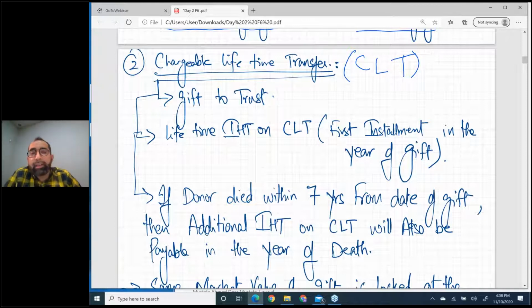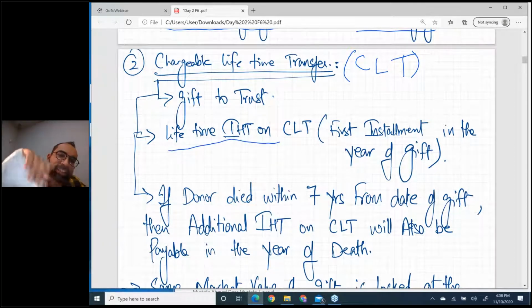Okay. Now, the name itself says chargeable. That means whenever you do CLT, you have to pay the first installment in the year of gift. Now you are alive, the donor is alive, and the first installment of CLT is to be paid in the year of gift, and that first installment is called lifetime IHT on CLT. Don't worry, I'll teach you how to calculate it.